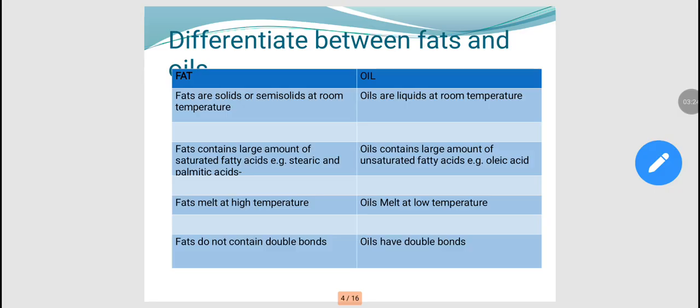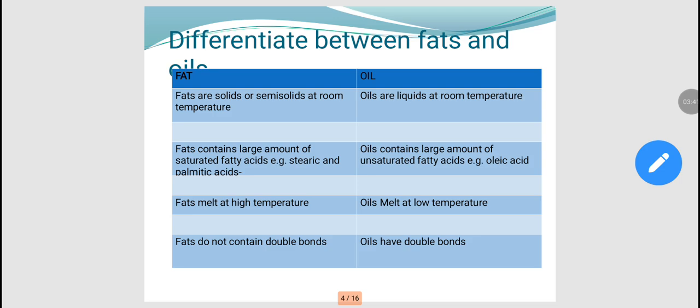The next point: fats melt at high temperature but oils melt at low temperature. Fats do not contain double bonds, but oils contain double bonds. So, four differences.